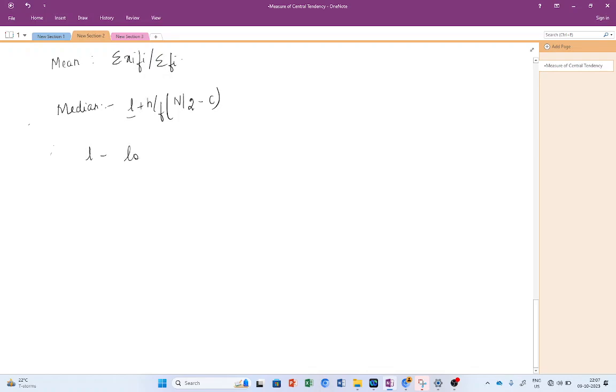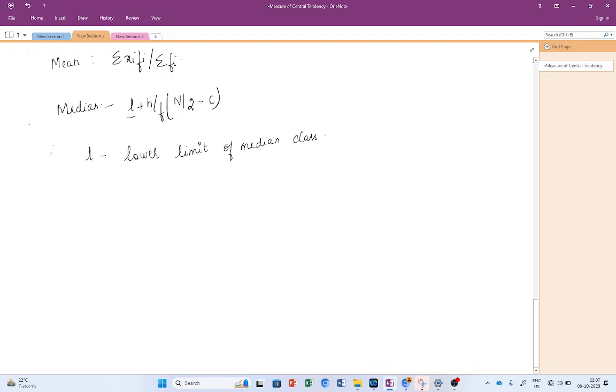First you have to find the median class. So L is nothing but the lower limit. Why lower limit? Because for a continuous type you have an interval, okay, from 10 to 20, 20 to 30. So in that, the lower value is called the lower limit in that range. So for the median class you will take the lower limit. First you will find what the median class is. For that median class the lower limit will be your L.